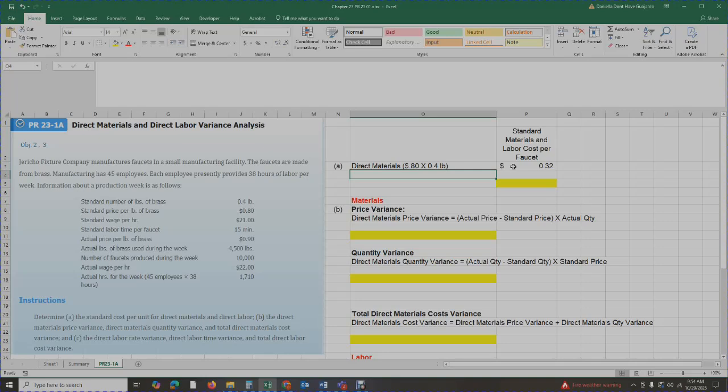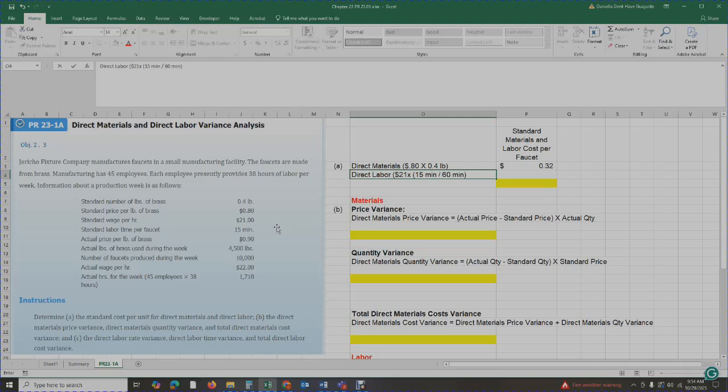So the materials is not that expensive. Now let's look at the labor, okay? For the labor, it says that I am going to be paying my employees the standard wage per hour of $21, okay? And it takes my employees 15 minutes to make one faucet. So my standard hourly rate is $21. I'm going to multiply that by 15 minutes, and divide it by 60 minutes. Why? Because I'm only interested in those 15 minutes, okay?